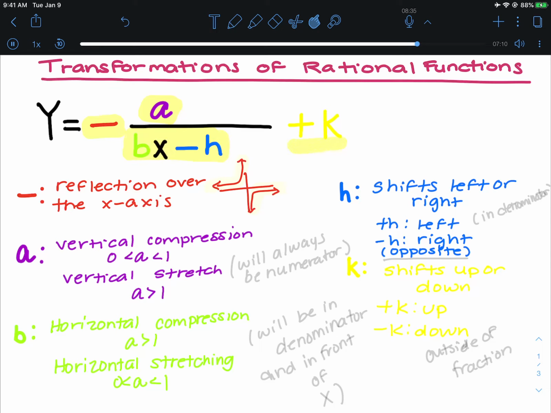And then obviously this one right here is k. So the negative is going to tell us a reflection over the x-axis, which just means that it's going to look like this right here. A is going to be our vertical compression or stretching. Just keep in mind that this will always be in the numerator. And then you have b, which is horizontal stretching or compressing. This one will be in the denominator.